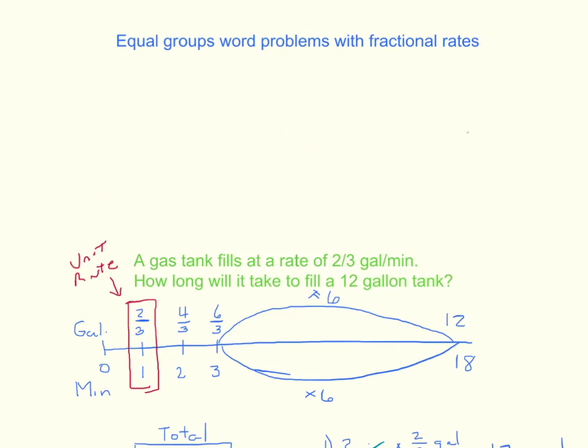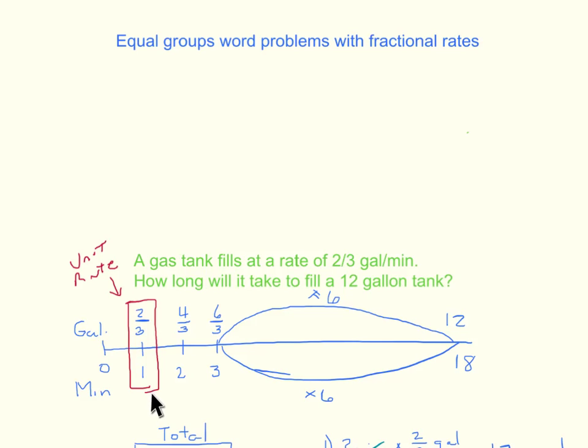One way to visualize this is to set up a double number line with the information from the unit rate in the word problem. So in this unit rate, we have gallons per minute, and therefore we're going to set up 2/3 gallons every 1 minute. Now we can use some proportional reasoning to work our way across to the target of 12 gallons.